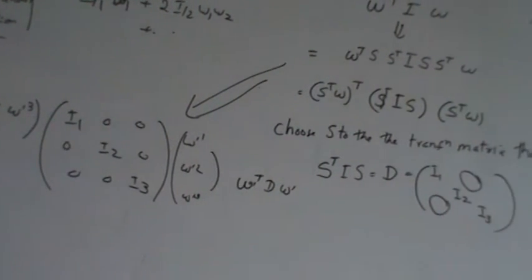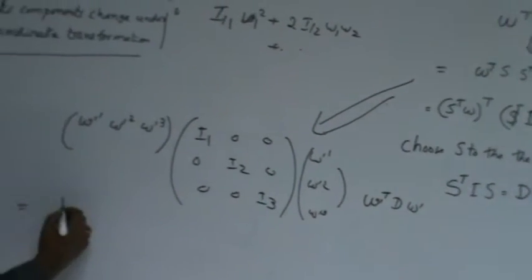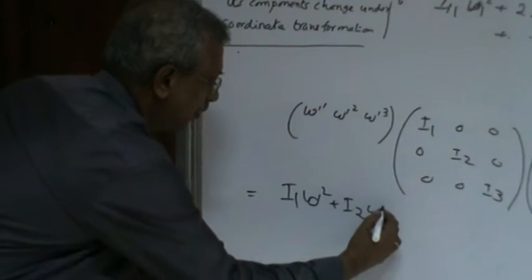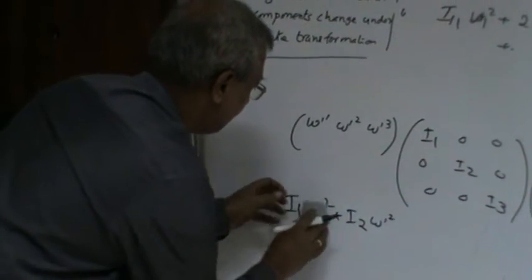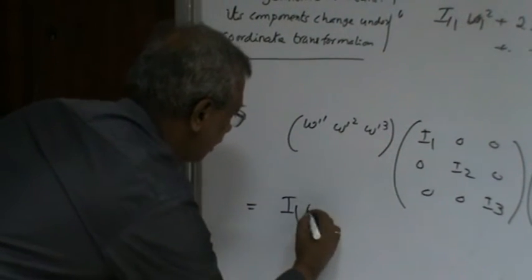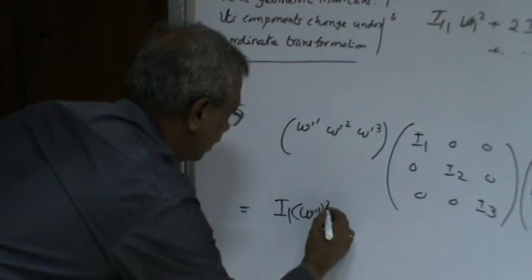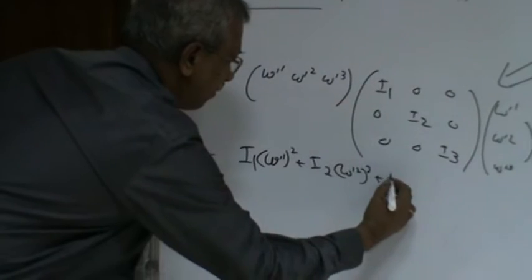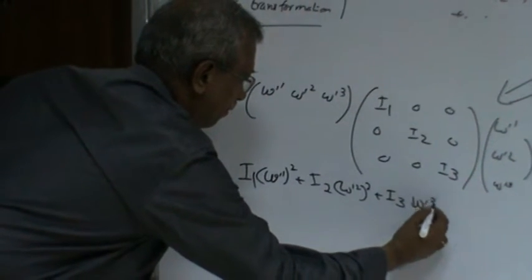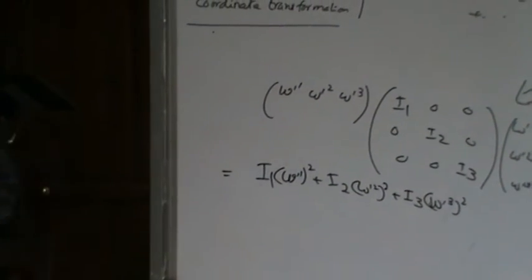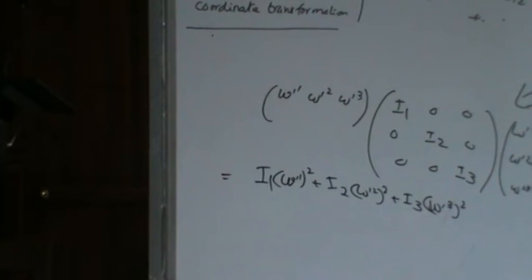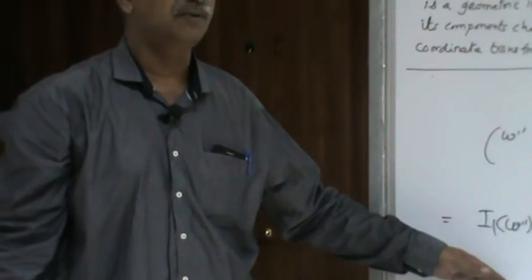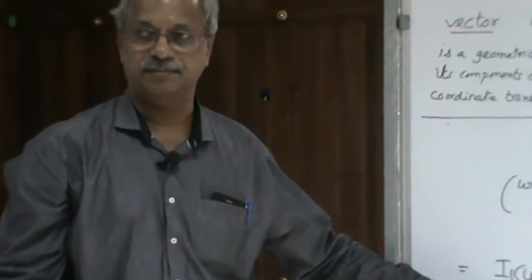Do you understand that? So this is becoming simply naive. Omega prime squared plus I2 times omega prime 2 squared, omega prime 1 squared, I2 times omega prime 2 squared. So there are no cross terms here. Now this expression for the kinetic energy becomes very simple.